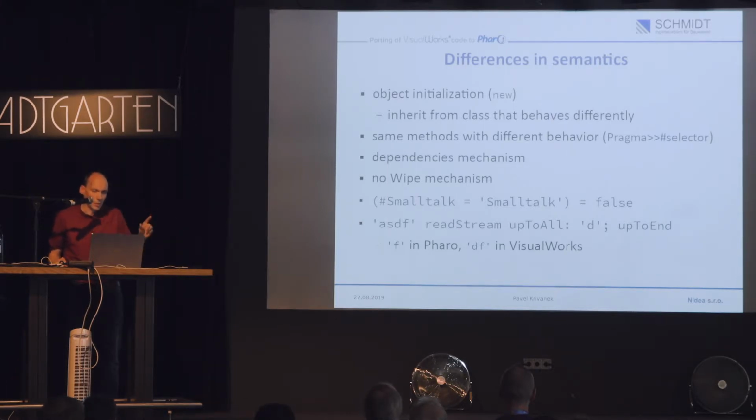VisualWorks and Pharo have different dependency mechanisms. VisualWorks has a wipe mechanism that is used for object finalization that is not present in Pharo at all. Then a very big issue is that symbols and strings have different approaches to equality in VisualWorks and in Pharo. And more interesting stuff is that messages like upTo: all have side effects that are really different in those two dialects. So it can lead to really strange issues that are not easy to detect.